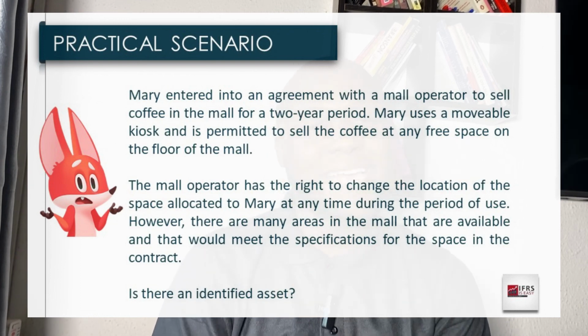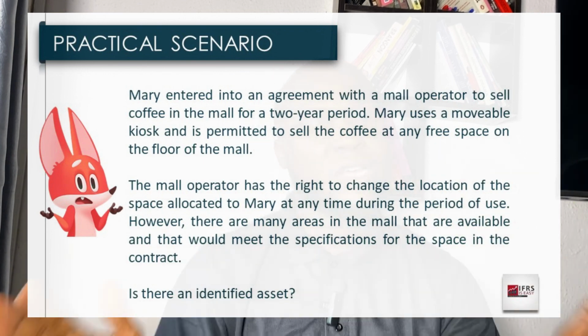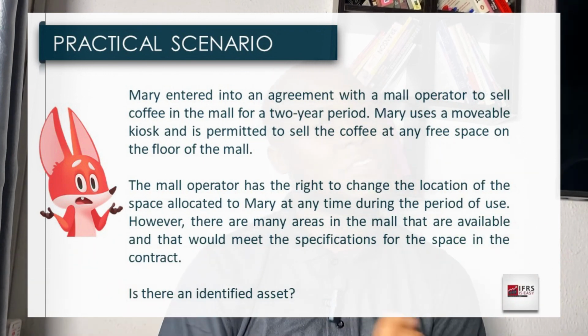Now, what it implies is that the mall operator has a substantive substitution right, because the mall operator can tell Mary to take the kiosk to some other part of the mall. Because of that, Mary has only entered into a service contract. Mary does not have a lease contract. What it means in essence is that Mary will not be recognizing a right of use asset, a lease liability, or whatsoever that comes with respect to IFRS 16. So it is important that we identify these differences.